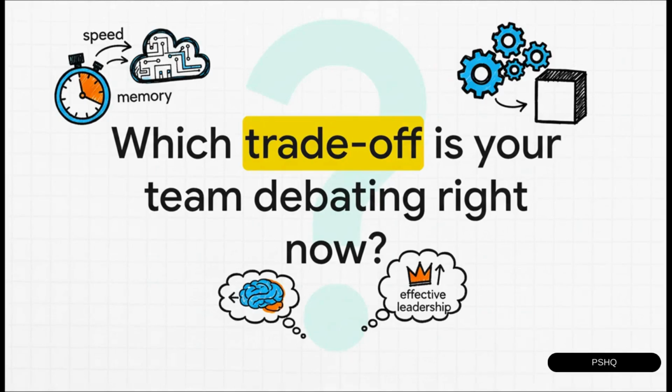So I'm going to leave you with a question to chew on. Think about a project your team is deep in right now. Can you identify the core trade-off they're debating? Is it a classic fight between speed and memory? Maybe it's flexibility versus simplicity? Finding and understanding that core tension, well, that's your first real step toward becoming a truly great technical leader.